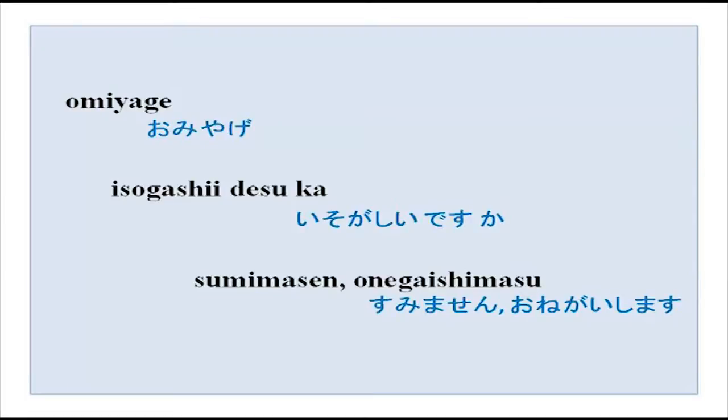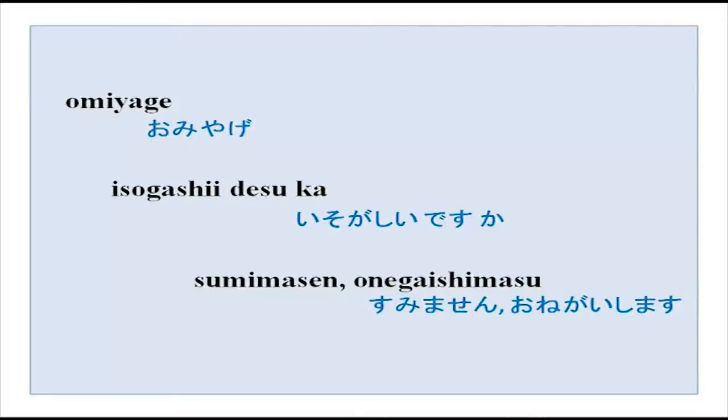That is also interesting because a lot of foreigners laugh at this and say, how is it the Japanese say sorry and thank you and sorry and please at the same time. Sumimasen means sorry and onegai shimasu means please. So, why is it that the Japanese use sumimasen and onegai shimasu so frequently?